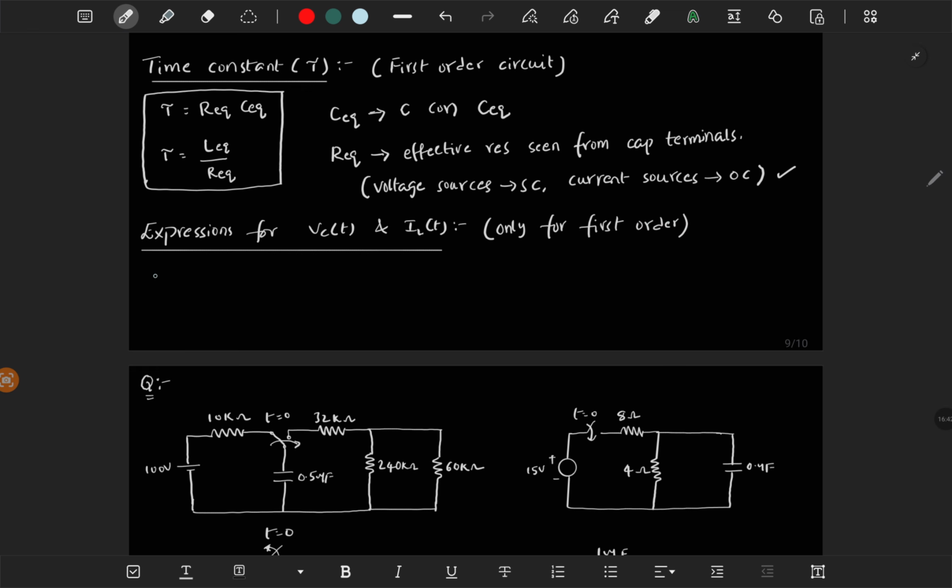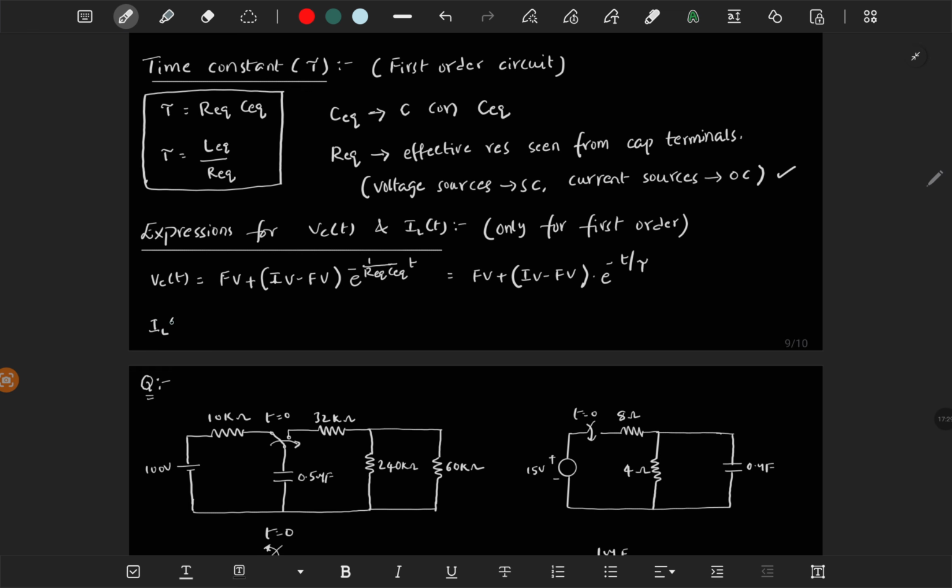So for any first order circuit, the voltage across the capacitor is final value plus initial value minus final value into e to the power minus 1 by R equivalent times C equivalent into T, which is final value plus initial value minus final value times e to the power minus T by tau.